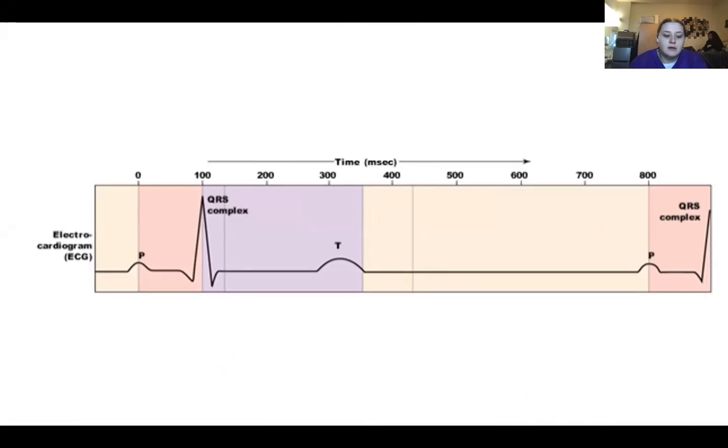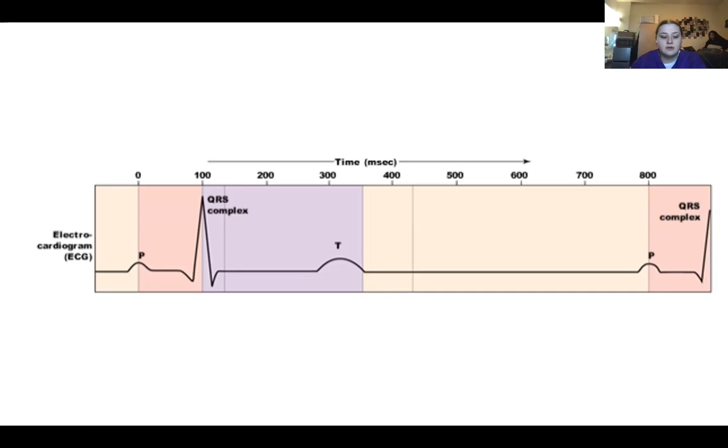We first see the P wave, which represents atrial depolarization. We then have the PR interval, which can be measured by the start of the P wave, like right there, and goes all the way to the QRS complex. The QRS complex represents ventricular depolarization, but we are going to break this down even further.